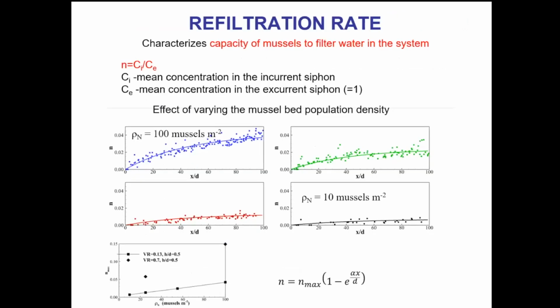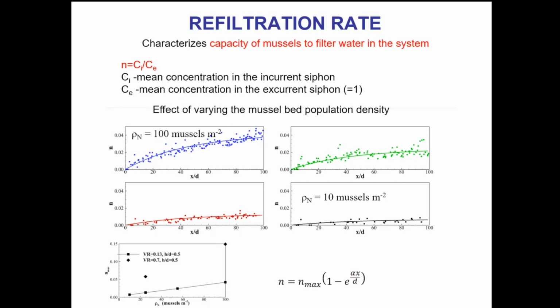Okay. Another variable which is of interest for ecologists working in rivers is basically what's called the refiltration rate, which characterizes the capacity of the mussel to filter water in the system. This is something which can be calculated with a very simple formula. It's basically the mean concentration in the incurrent siphon divided by the mean concentration in the excurrent siphon. There will be C equal to 1 in the way we set up the numerical simulation.